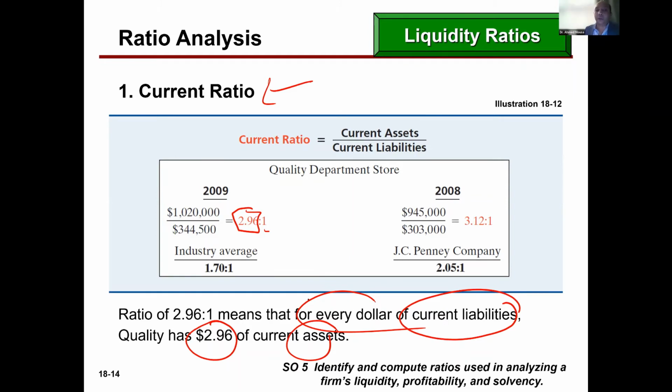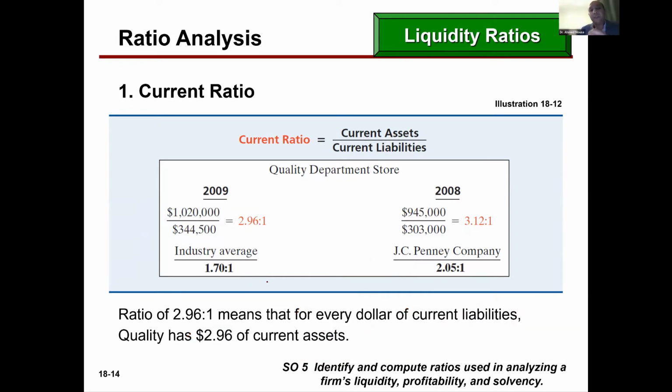Yes, you are in a very good liquidity position, because for every dollar you have as a liability, you have 2.96 in assets. You're doing very well. As long as it is more than one, you're doing well. Let's compare yourself with last year. Last year you were 3.12. It is lower than last year, but you're still doing well. Compared to another company in the business, you are higher. Compared to the industry average, you're doing well. So my liquidity position here is very good.